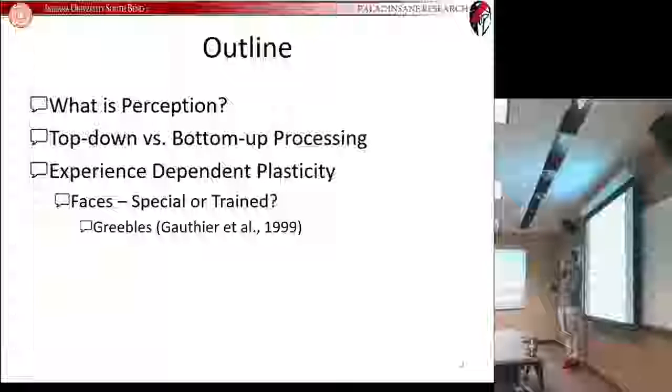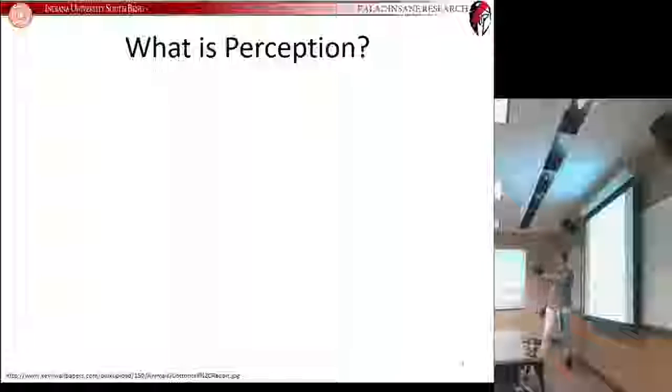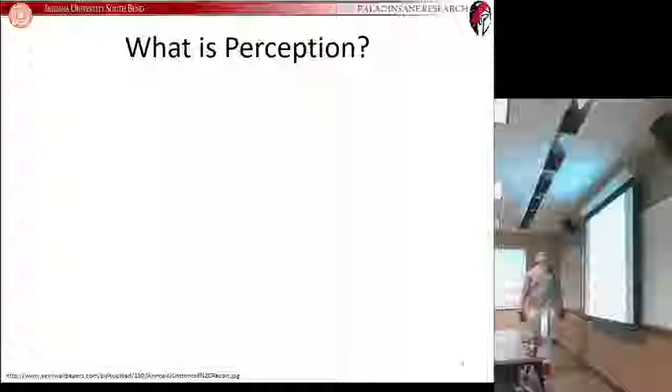And the question about whether or not faces are special stimuli that we have pre-made sensory processing mechanisms in our mind dedicated to faces, or on the other hand, are faces simply highly trained because we look at faces almost every day, all day? So are we just super familiar with faces, and that's why we're so good at processing faces? And we'll see how Gauthier et al. try to answer that by taking a look at Greebles, and we'll see implications of that for our own behavior.